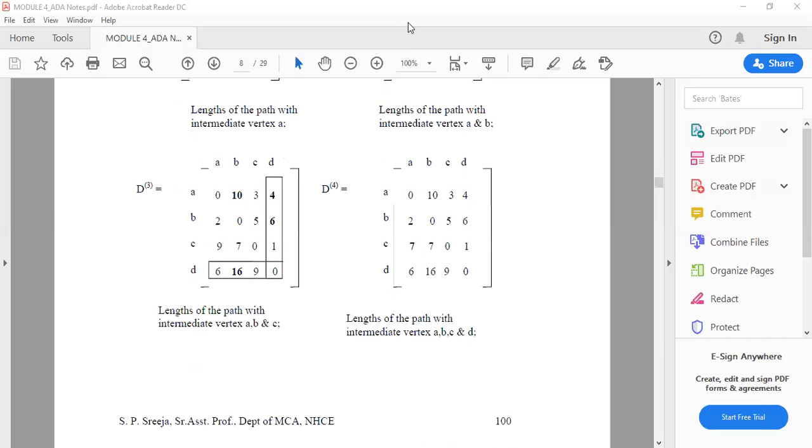Okay, so first we will see this example.